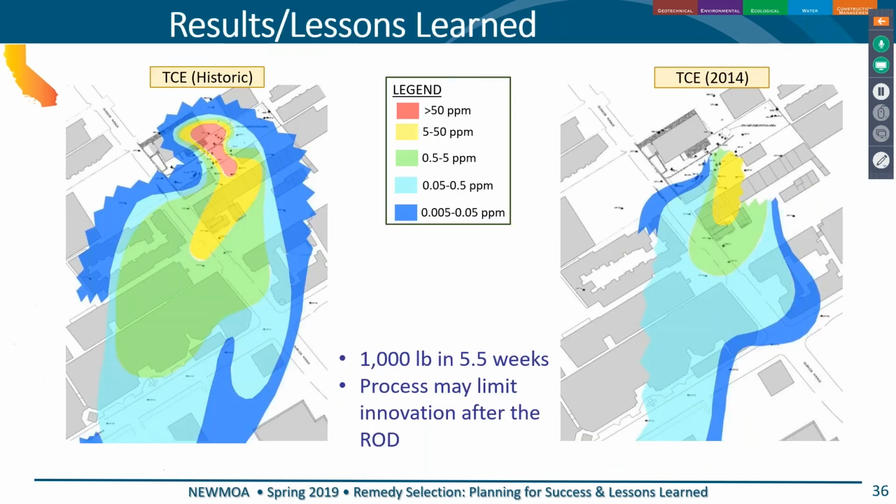And so where are we now? TCE contours, pre-remediation. TCE contours a couple of years ago, we did our confirmatory sampling. So as you can see, concentrations have gone down a lot, but there's still downgradient impacts, as you'd expect for only remediating a 30-foot circle. You know, can't expect miracles.